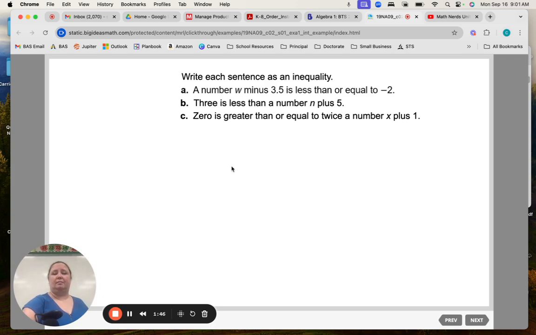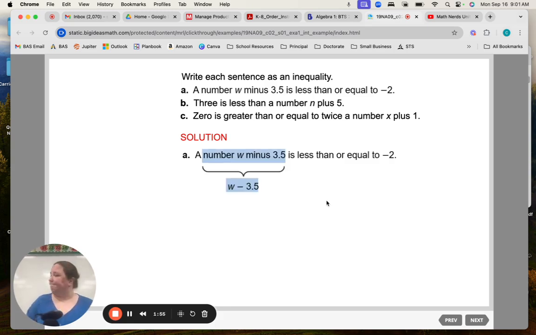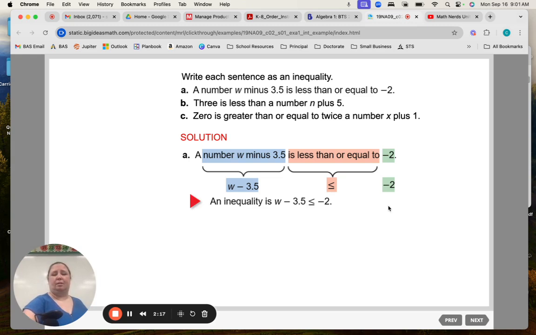So when you write that, you're going to write what's first? W. And then? Minus 3.5. Very good. Just like that. Okay, and then what's the symbol you're going to put? The alligator going like this, the line under it. Yeah, less than or equal to, so it's the alligator with a line under it. And then what's your last? Negative 2. So now you have written an inequality. Good job.